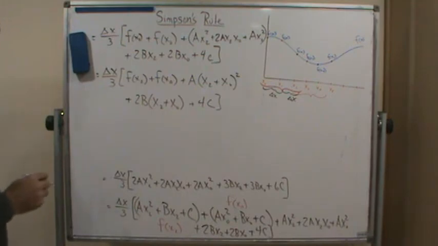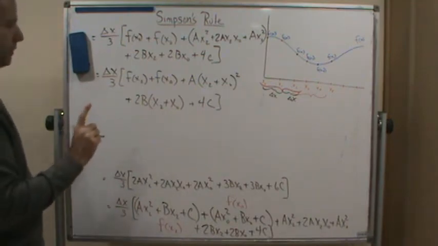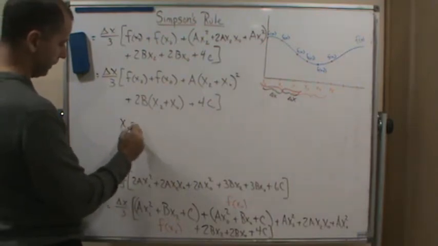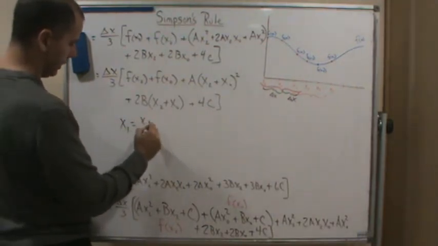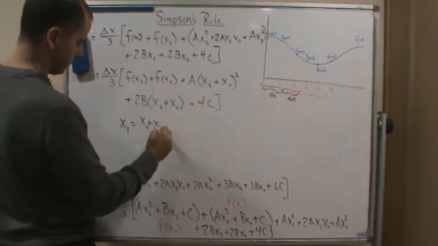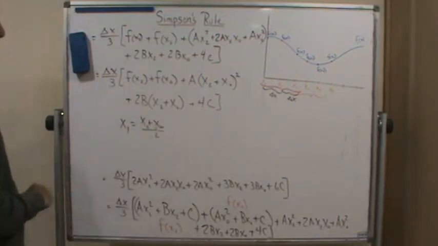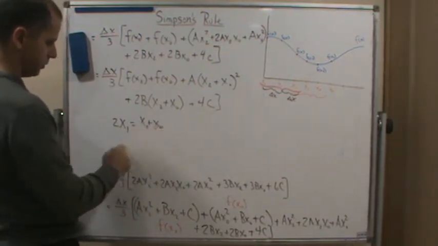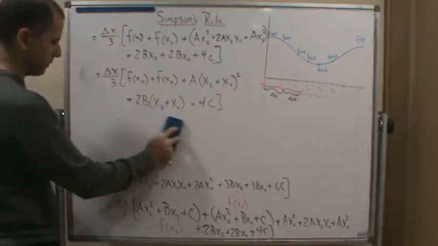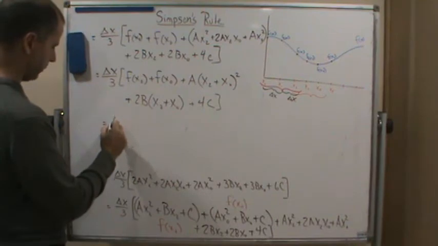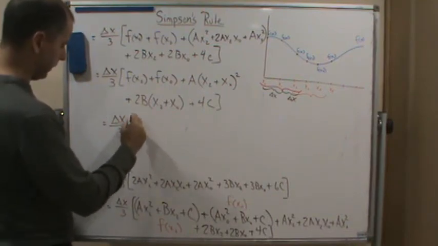Okay, so now here's where the midpoint formula comes in. Remember I said that x1 is x2 plus x0 divided by 2. Okay, which means that x2 plus x0 is 2 times x1. So now we're going to substitute in 2 times x1. So this is going to be delta x divided by 3.